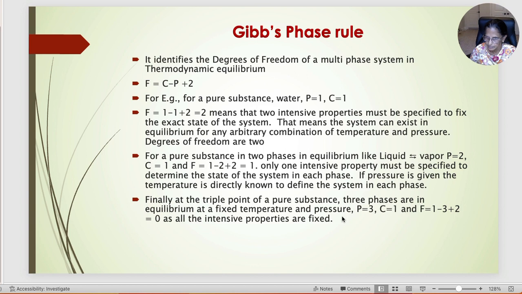Finally, at the triple point of the pure substance, all the three phases are in equilibrium at a fixed temperature and pressure. P is 3, C is 1. So, if you substitute in the rule, F is equal to 1 minus 3 plus 2 is equal to 0. All the intensive properties are fixed and there is no degree of freedom. Therefore, it is an invariant system at the triple point. So, like this we can calculate the degrees of freedom for different phases in a system. So, this is the basic introduction to Gibbs phase rule.